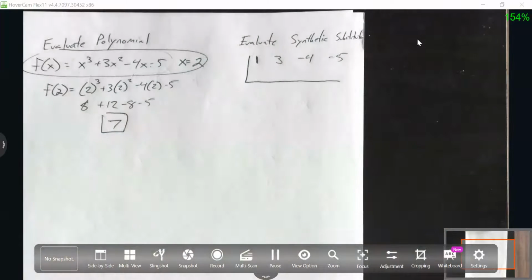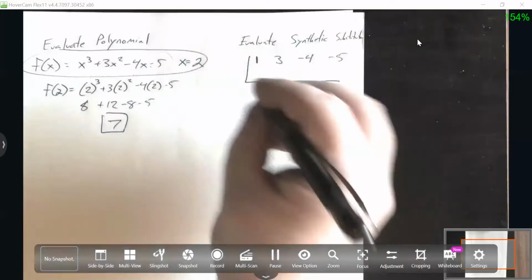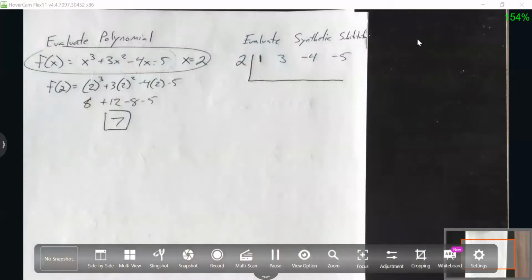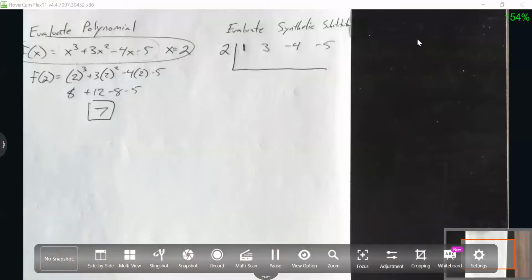We have to put down every single one, even if there's something missing. So we have to have placeholders for that as well. I'll show that as the next example. Whatever number we're evaluating as, we write it off to the side. This is now our synthetic evaluation procedure.